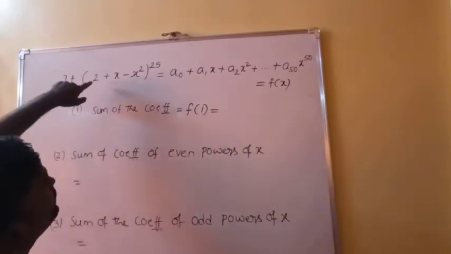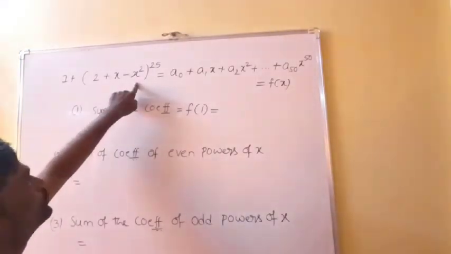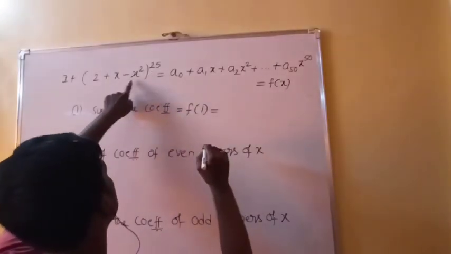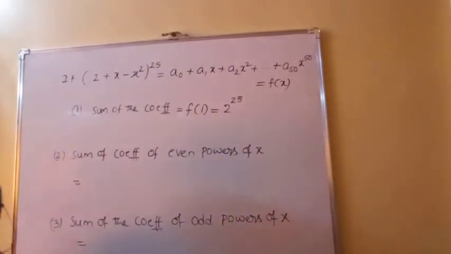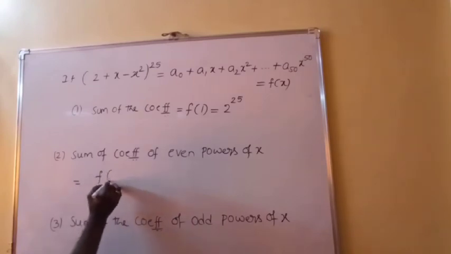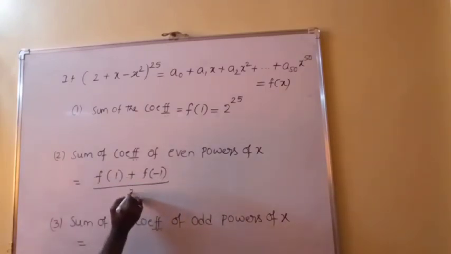So put x value 1 here. What do you get? 2 plus 1 minus 1, whole power 25. So plus 1 minus 1 get cancelled. What you get is 2 power 25. This is the sum of the coefficients. Next, the sum of the even powers of x. What is the formula? F of 1 plus f of minus 1 by 2.